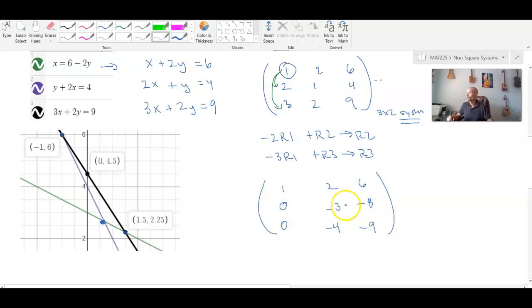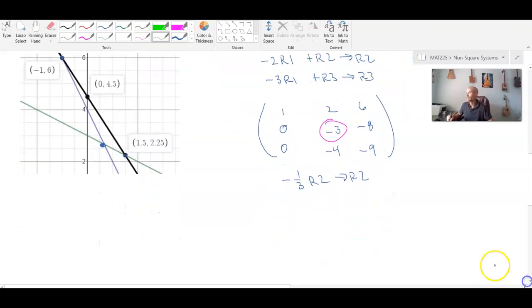I'm now going to focus on making this a 1 right here. So I'm going to go ahead and perform the operation negative 1/3 row 2 into row 2. That's going to leave me with 1, 2, 6, 0, 1, and this will be 8/3. And down on the bottom I'll have 0, negative 4, negative 4, negative 9.